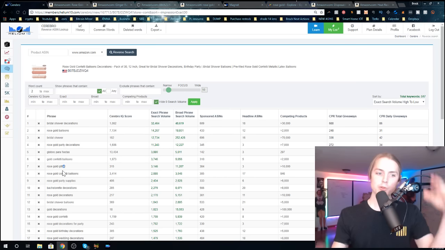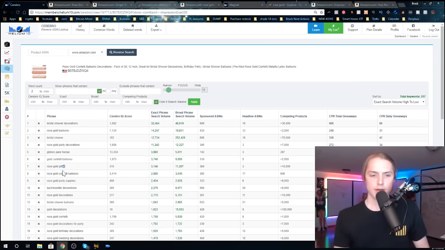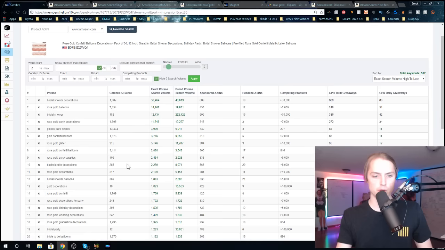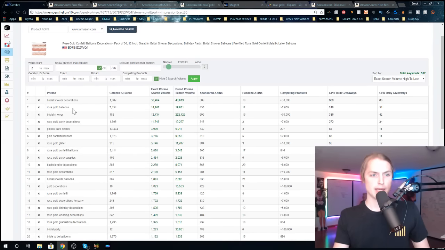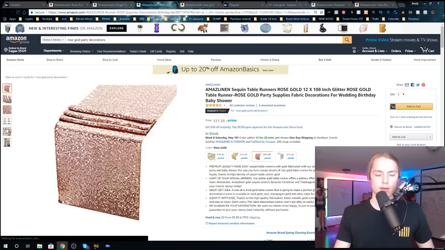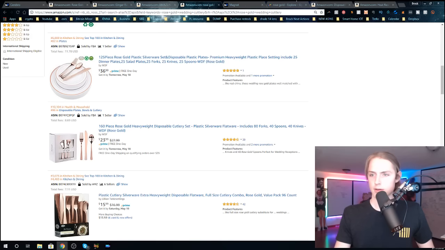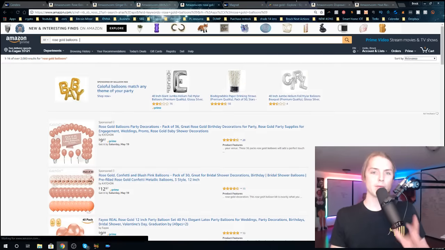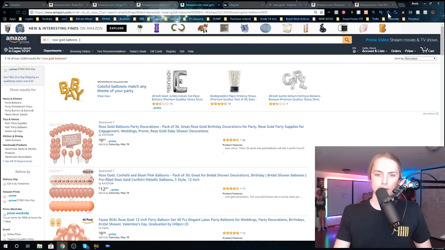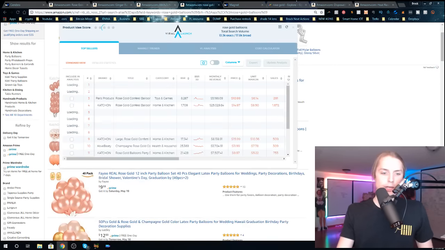You see, this whole rose gold, there are so many different things that are rose gold. I don't know if it's just that people love that. So rose gold confetti balloon appears to be the highest, or rose gold balloons just in general. This looks like it might be a good opportunity. You could probably start a whole wedding brand and kill it, because I've looked into wedding a little bit before.